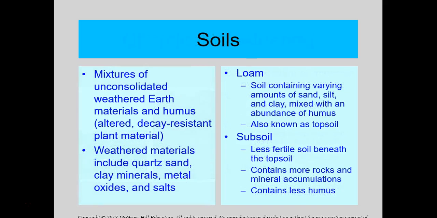All this weathering forms soils, and soils are just mixed up pieces of weathered earth materials and what's called humus, which is decay-resistant plant material. These weathered materials include sand, clay, metal oxides, and salts. In general, we have topsoil, referred to as loam, and you have subsoil, which is generally less fertile than the topsoil.